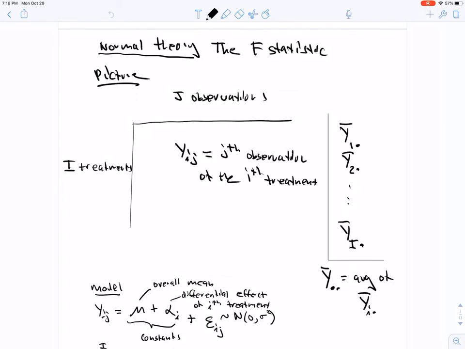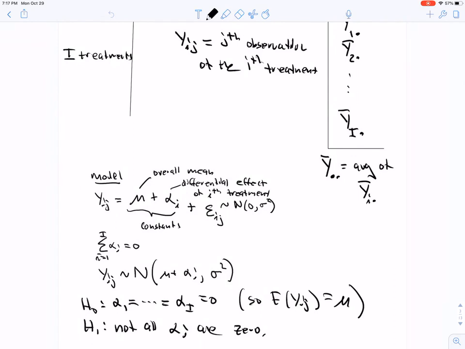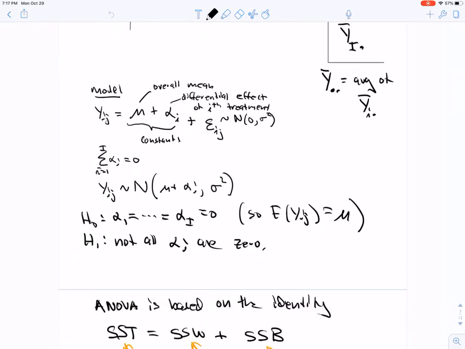In the margins here, I have the averages for each of the I treatment groups, and at the bottom here, I have the average of the row averages, y bar dot dot. So my model is going to consist of the overall mean mu plus some differential effects of the ith treatment plus some noise. So I think of mu and alpha i as constants. The alpha i's are normalized in the sense that they sum to 0. And the noise is normal 0 sigma squared.